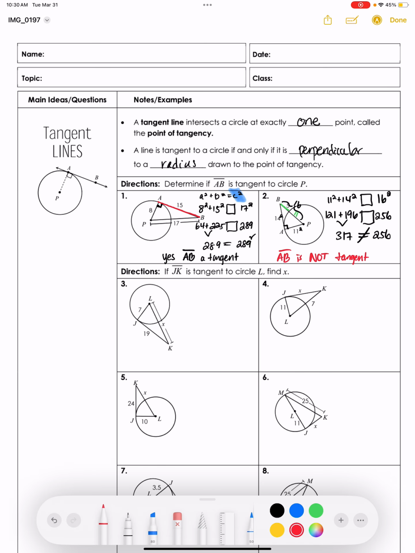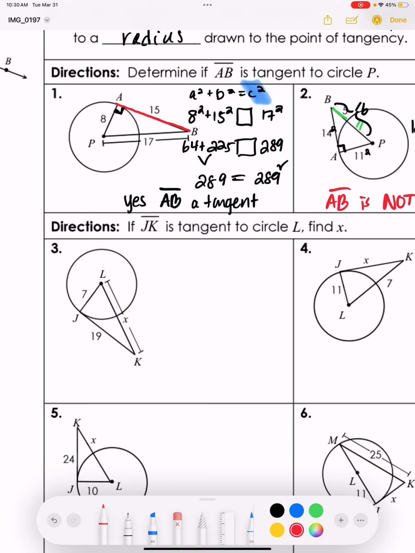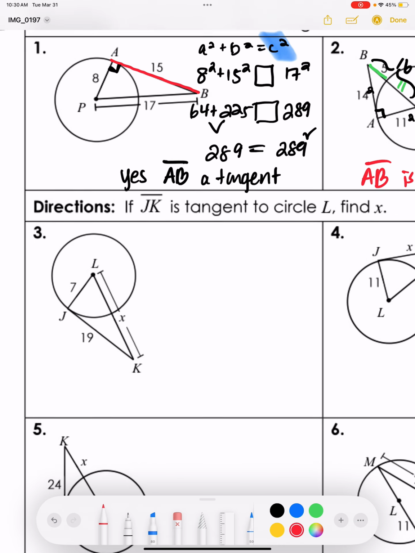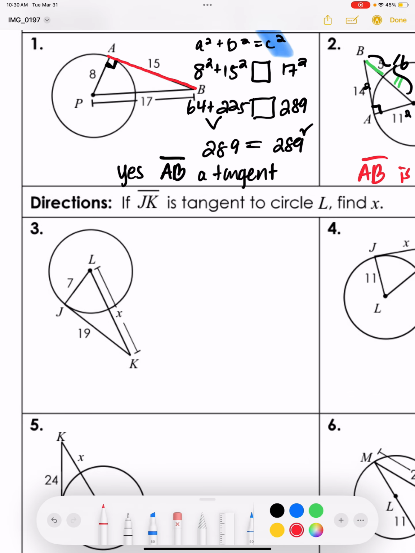So it's not a tangent. So really, that's all you're doing. You're going through the problems and checking whether it is a tangent or not. But on this one, we're not checking. We're actually solving for x.